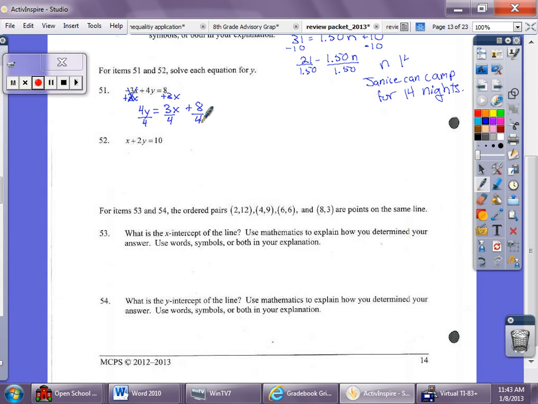Now we're going to divide each of these by 4. So we get y equals 3 divided by 4. We can just leave it as 3/4 x, and 8 divided by 4 is 2, plus 2.